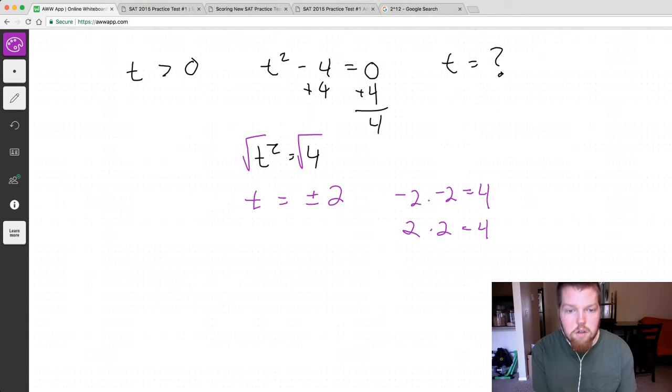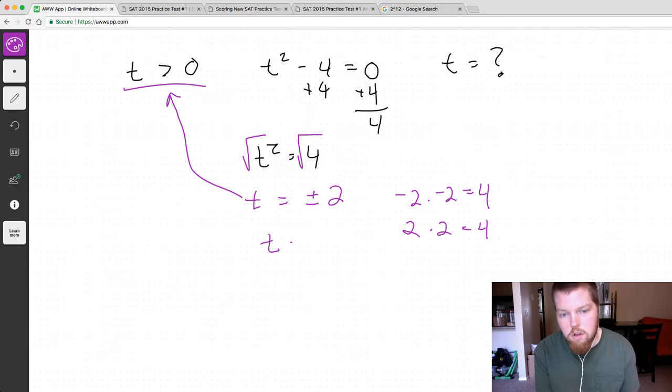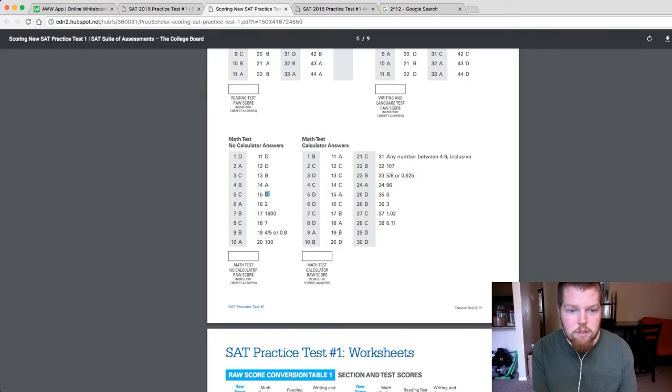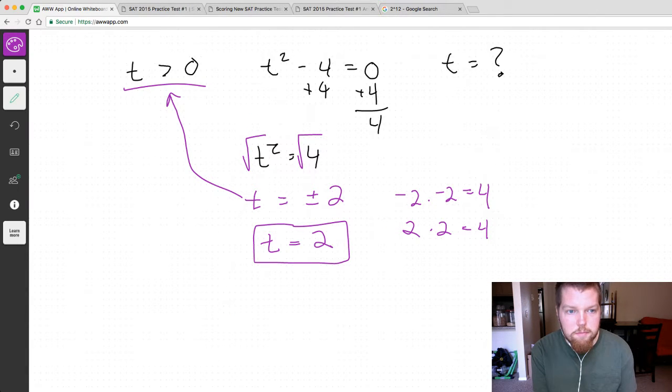So we have to include the positive and the negative number as possible solutions, but they told us t is greater than 0, so we don't need the negative 2 solution, and we will use the positive 2 solution. So t is equal to 2. That's my final answer, and number 16 equals 2. Excellent.